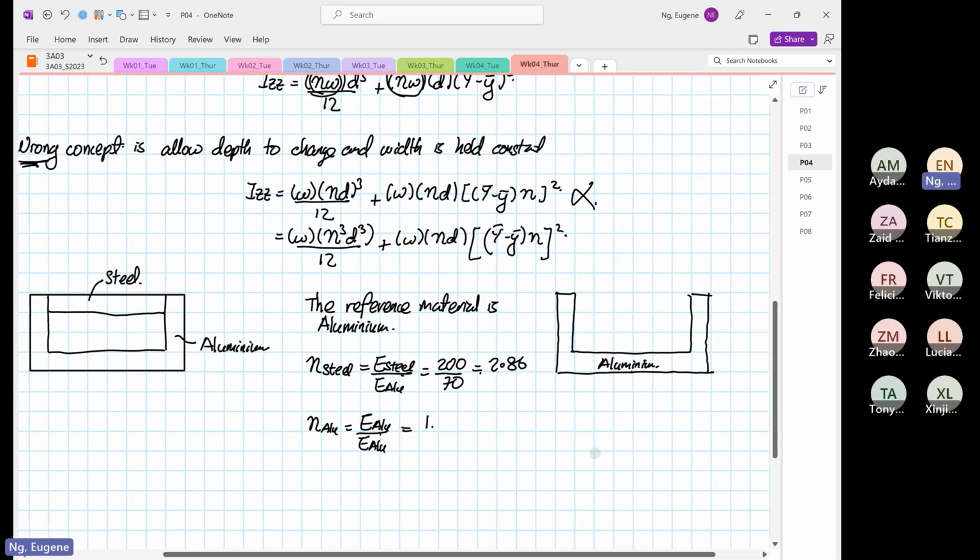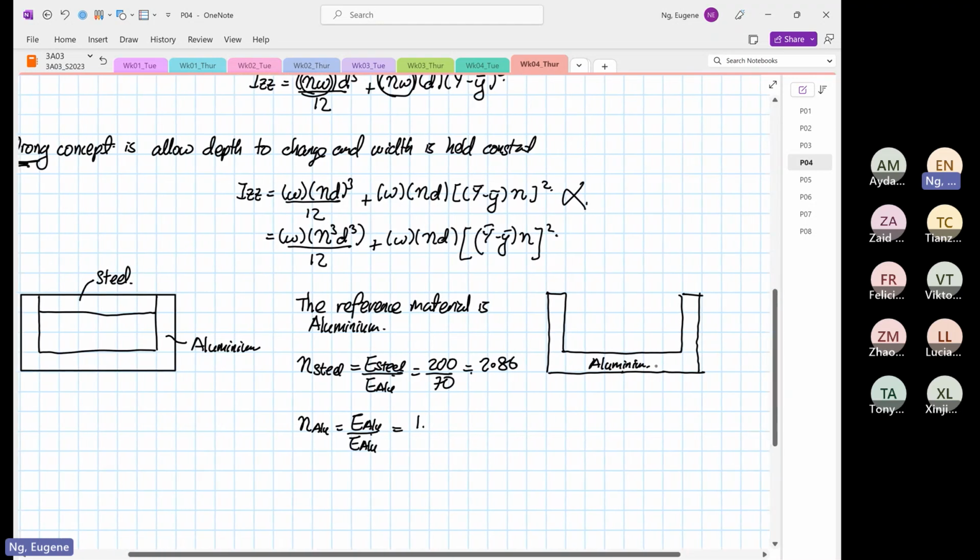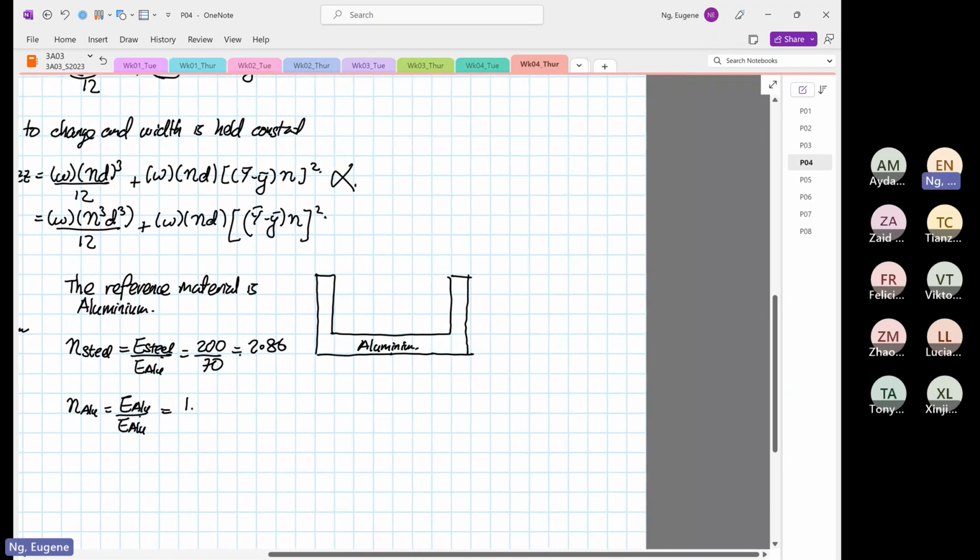Okay, our aluminum is still the same. So 2468 boxes, 2468 squares. Now the steel has to be 2.86 times. So the steel looks like this. Okay, so the steel will look like this. I'm going to draw this like this.